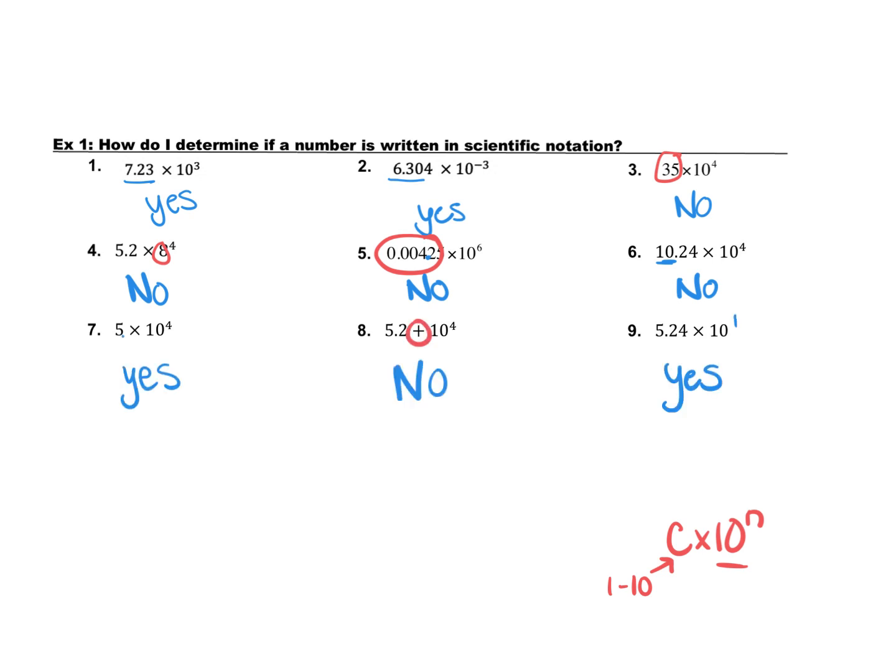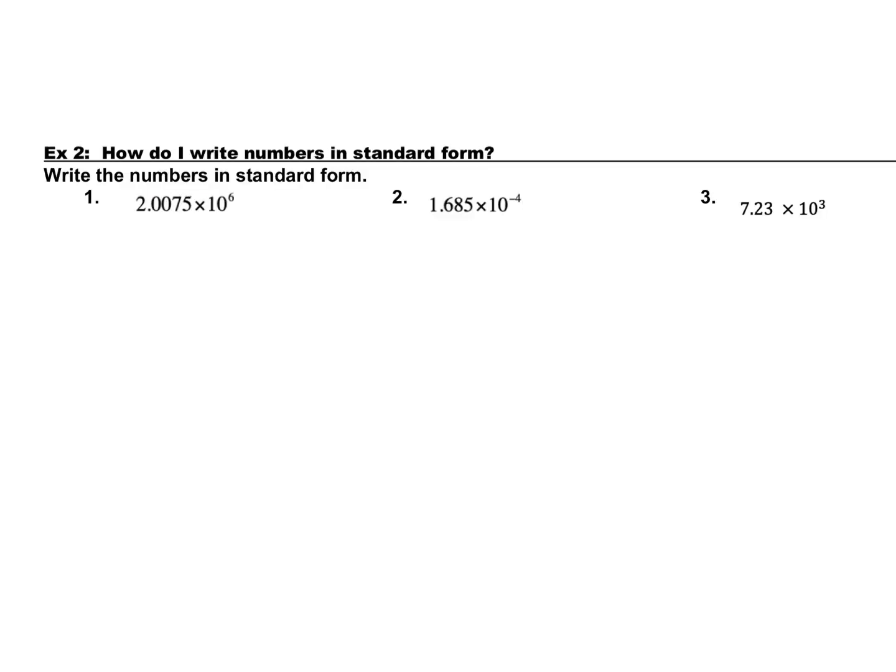All right, so for question number 7, hopefully you notice that there was a decimal there. It's after the 5. So you have 5, which is between 1 and 10, times 10 to the 4th power, so yes. Question number 8, the 5.2 is fine and the 10 to the 4th power is fine. However, we do not add, so that is going to be a no. Question number 9, we have 5.24, which is between 1 and 10, that's good. And then we do have an exponent there. If you don't have an exponent, it's a 1. So yes, this is written in scientific notation.